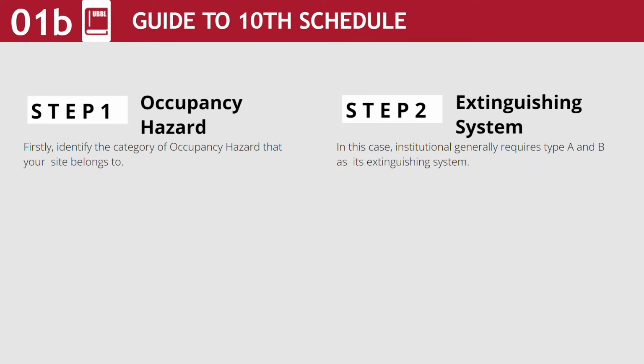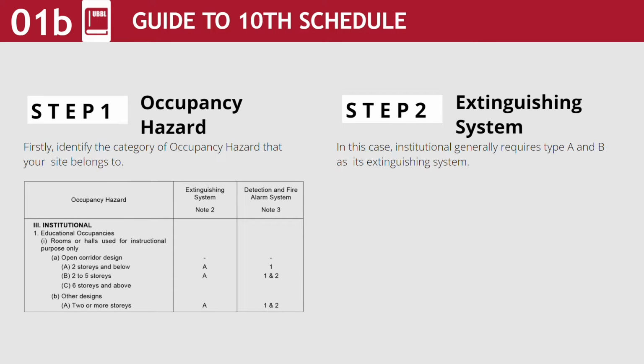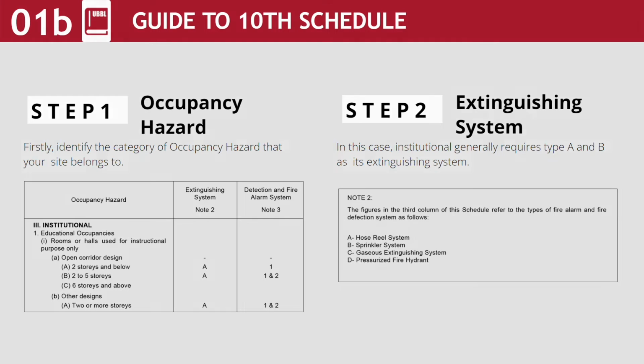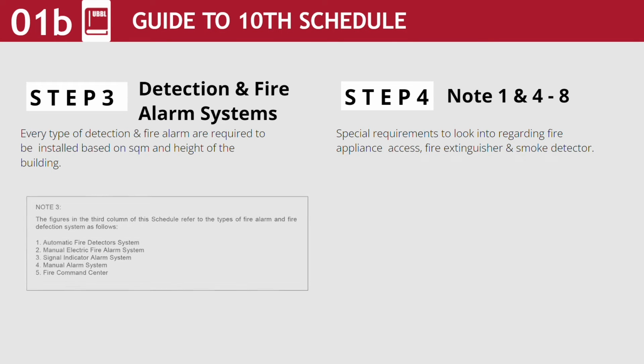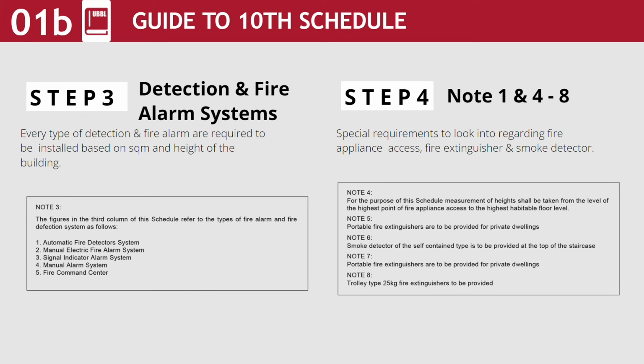necessary. In regard to the tent schedule, we need to determine which occupancy hazard that our site belongs to first. Then, look into the type of extinguishing system needed in Note 2. Next, Note 3 tells us about the required type of detection and fire alarm, while special requirements about fire appliance access, fire extinguisher, and smoke detector can be found in Note 1 and 4 to 8.